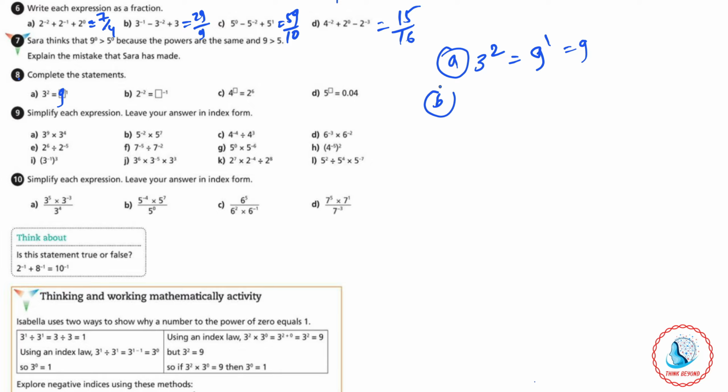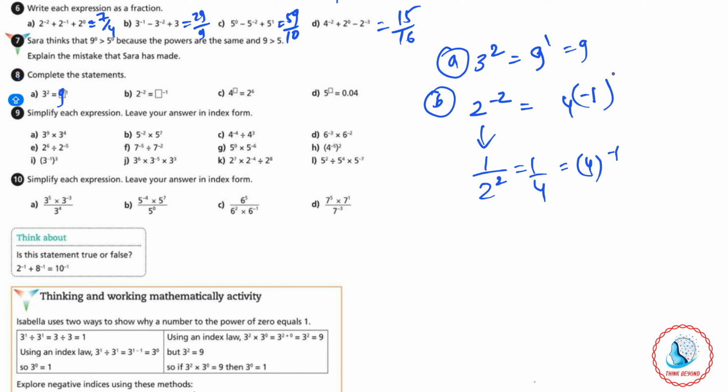Now for question number B, 2 raised to power minus 2 is equals to how much raised to power minus 1. So 2 raised to power minus 2 means 1 over 2 raised to power 2, right? Which is 1 over 4. So this is 4 raised to power minus 1, right? We can write it 4 raised to power minus 1. So this is our answer, 4 raised to power minus 1. We can write here 4.